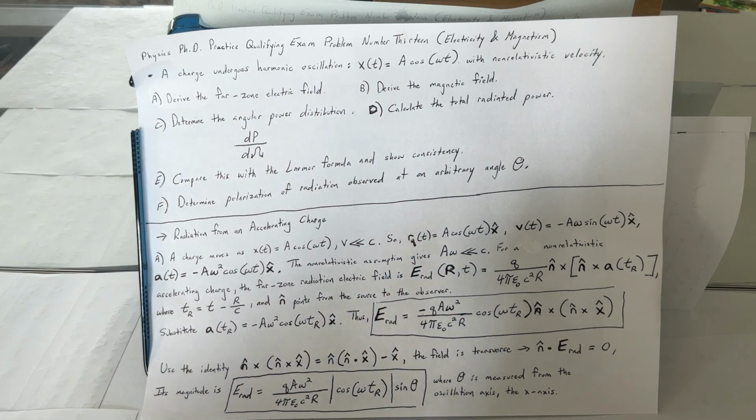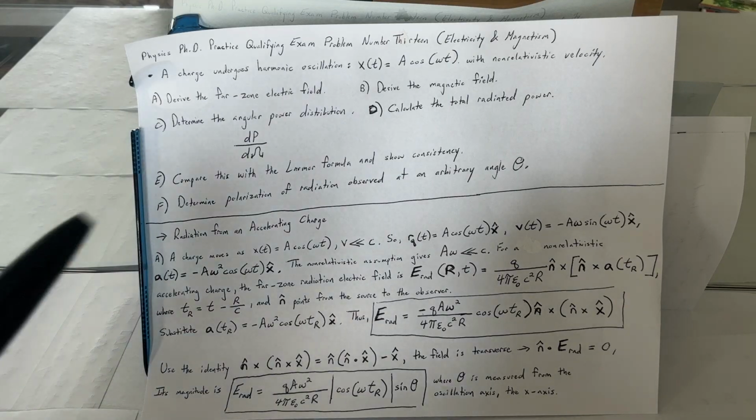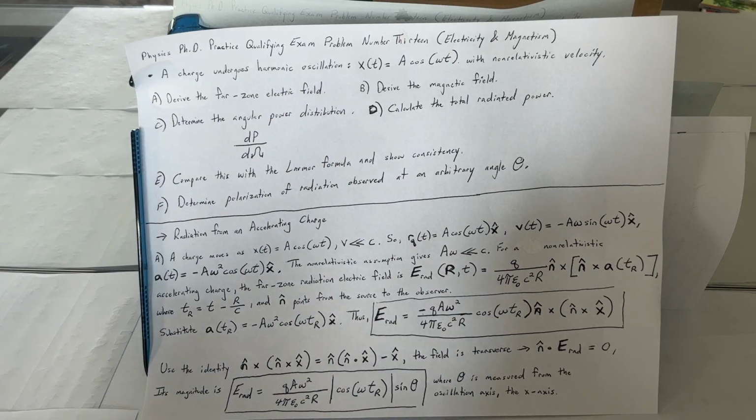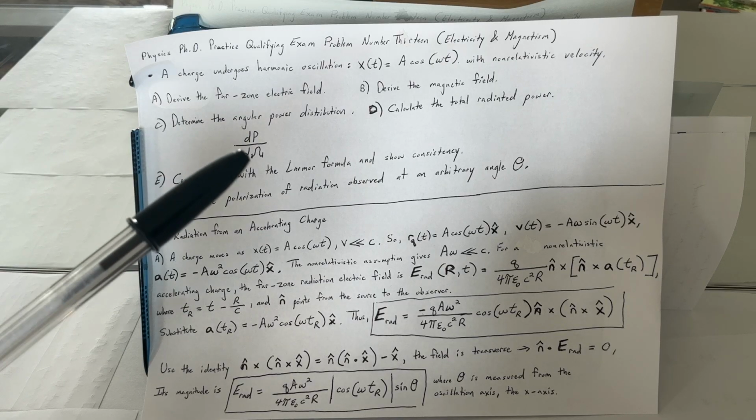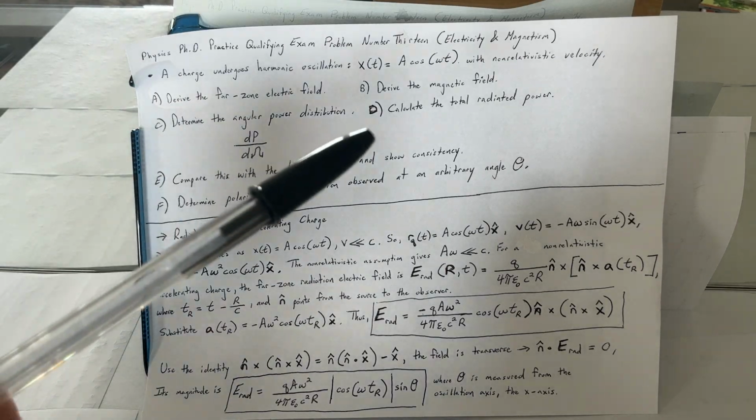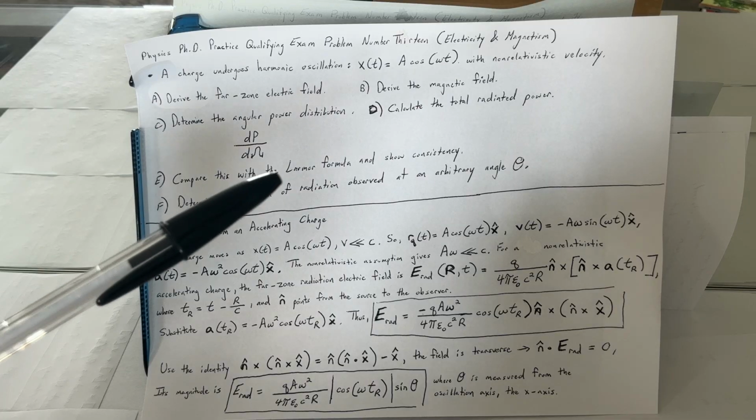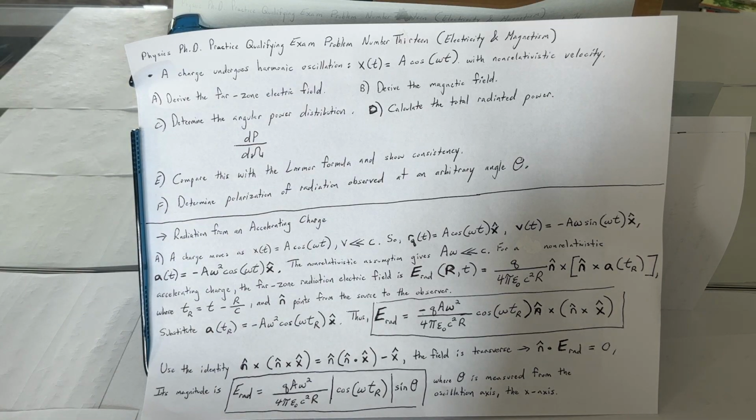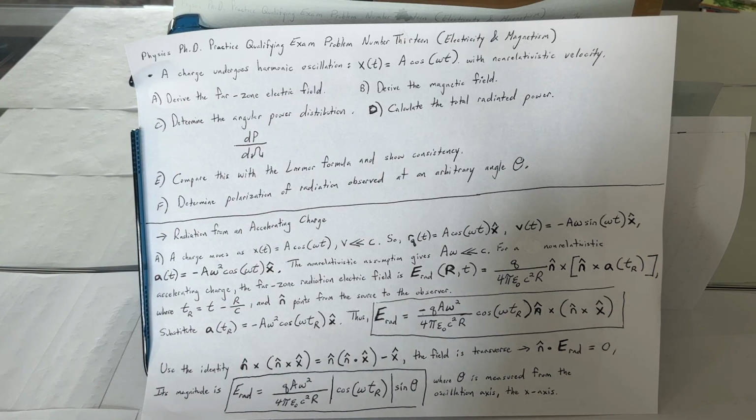For part A, derive the far zone electric field. Part B, derive the magnetic field. Part C, determine the angular power distribution, the derivative of P with respect to capital omega. Part D, calculate the total radiated power. Part E, compare this with the Larmor formula and show consistency. And here, part F, determine polarization of radiation observed at an arbitrary angle theta.